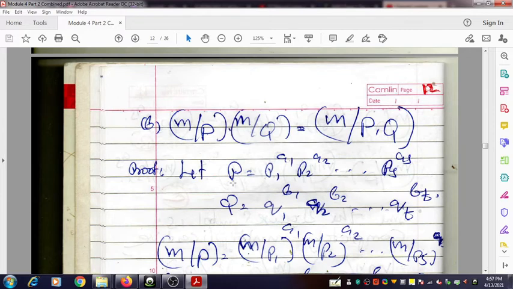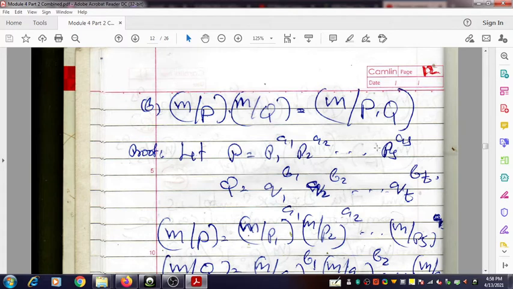Okay, next we have the second property. We can prove the second property, which states that (m/p) into (m/q) equals (m/pq), where p and q are two odd prime numbers. Here p and q are two odd prime numbers, and we take that capital P equals p1 raised to a1 into p2 raised to a2 into etc. to ps raised to as. We assume that capital P has the prime product representation, and we take it likewise for the number q.